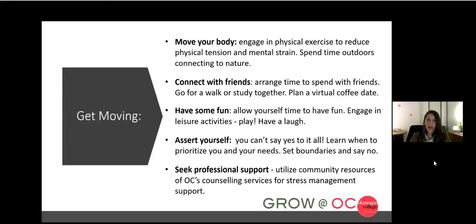Seek professional help, absolutely, right? Like talking to a friend or a family member, and it might be one step further where you are looking for support from OC counseling services or community resources. But again, I put it under the get moving category of taking those actions, right? These are very behavioral steps.